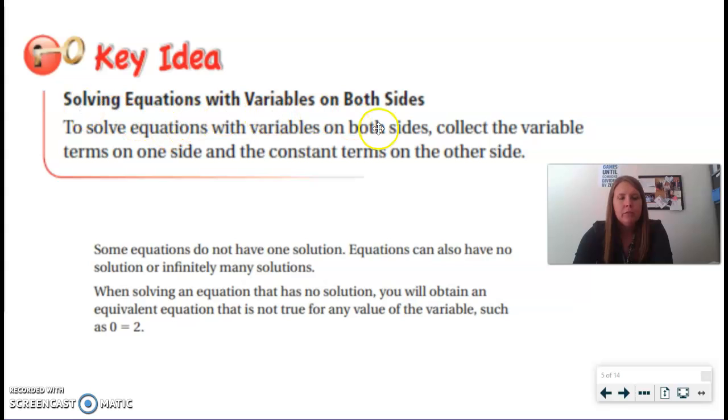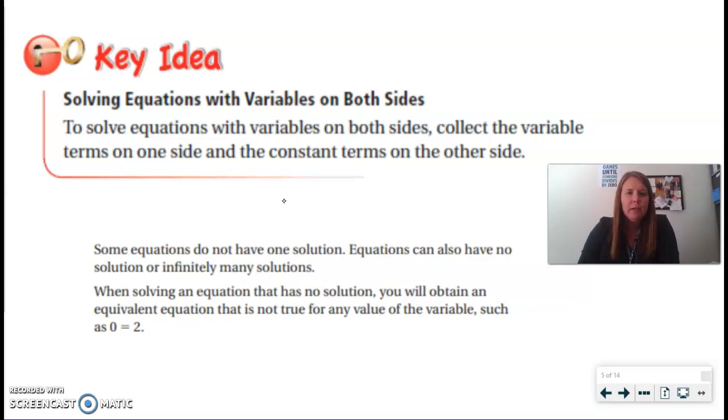To solve equations with variables on both sides, collect the variable term on one side and the constant terms on the other. Remember, your constant terms are going to be anything that doesn't have a variable with it. So maybe it says something like 2x plus 5. Well, that 5 is a constant term. It has no variable with it. It is considered the constant.